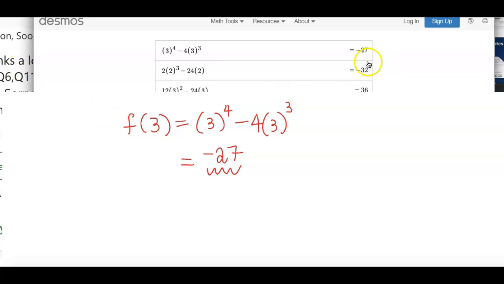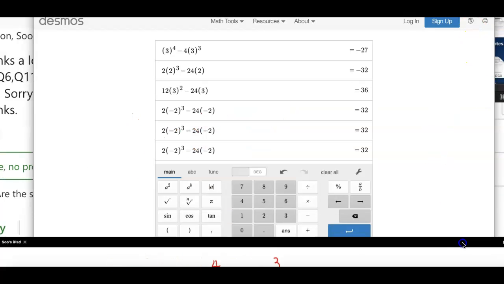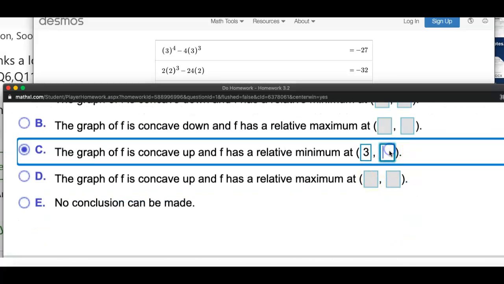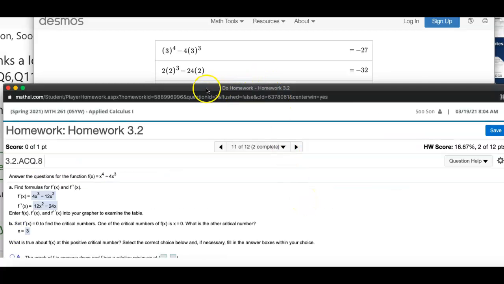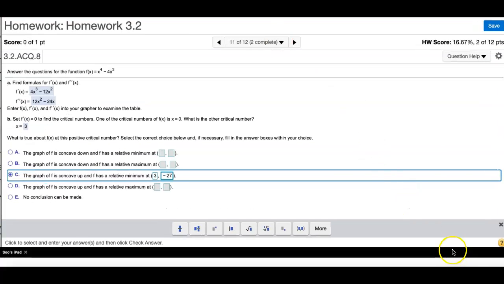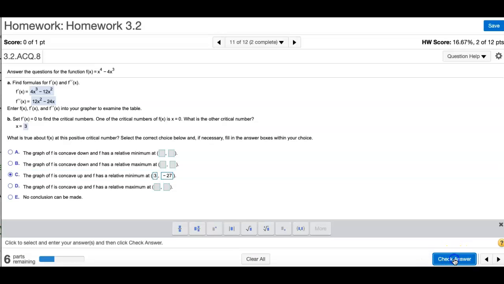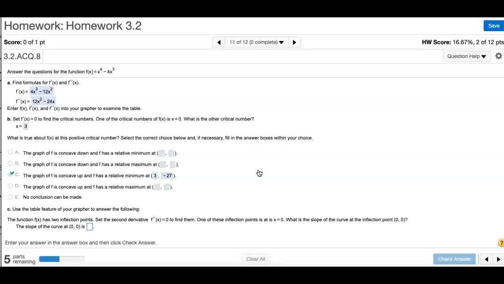I got so many tabs open, I don't know where my homework is. Oh, here it is. I'm going to type in negative 27 as the y coordinate of this relative minimum. And then I'm going to click on check answer. Hooray! Okay. It says 5 parts remaining.